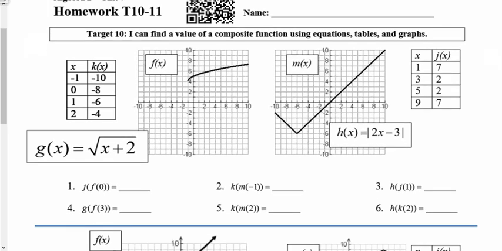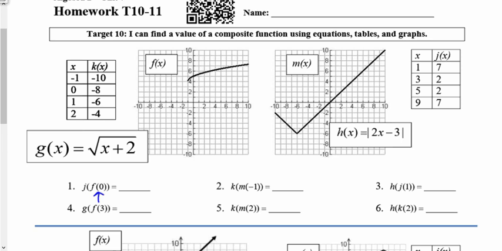For numbers 1 through 6, we're going to be using all 6 of these relations. We have tables, we have graphs, we have equations. So we're just going to be using whichever one it tells us to use. For number 1, when we have a composite function like this, don't forget that we're going to be working from the inside out, and we're also going to be plugging in those numbers that we see to the x values of our relations. So on number 1, we're going to start on the inside. We're going to do f of 0.